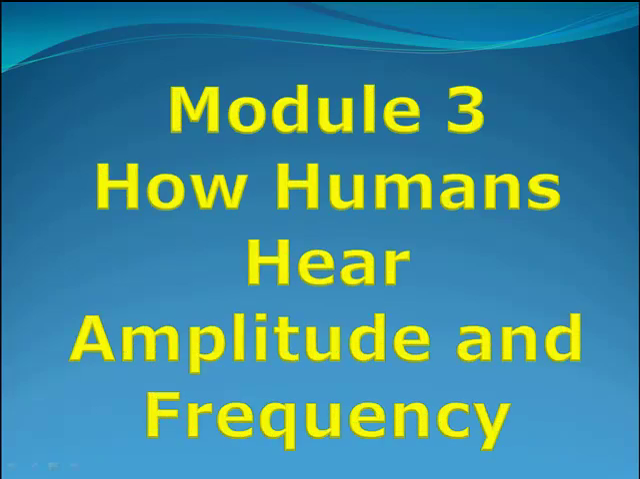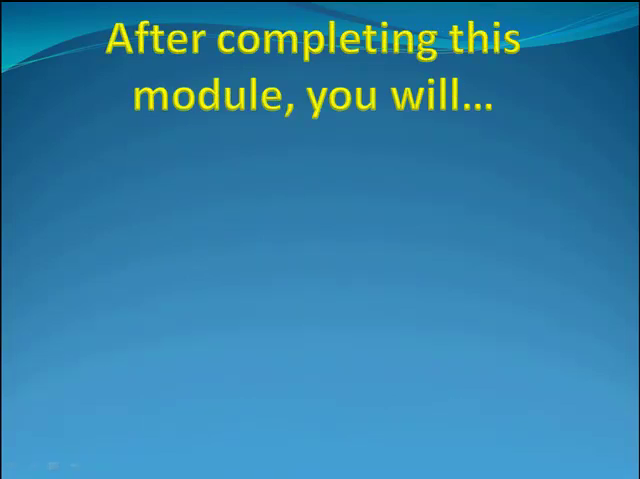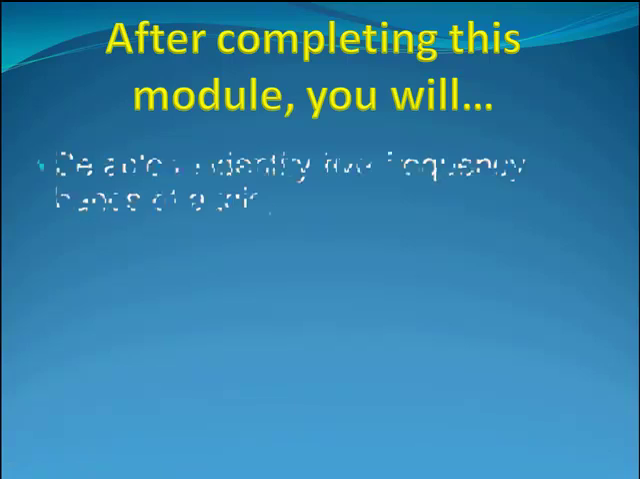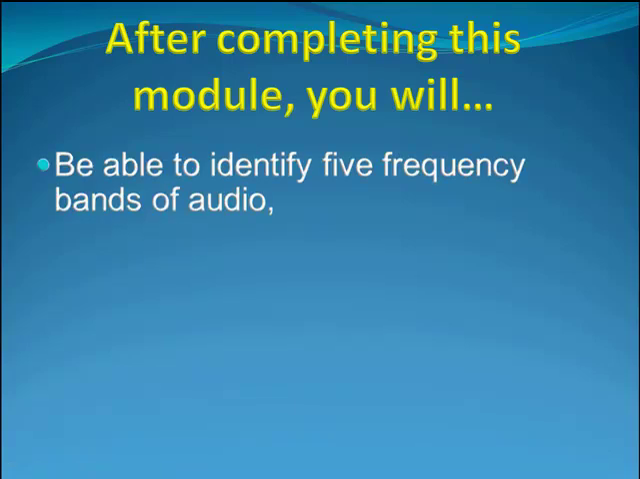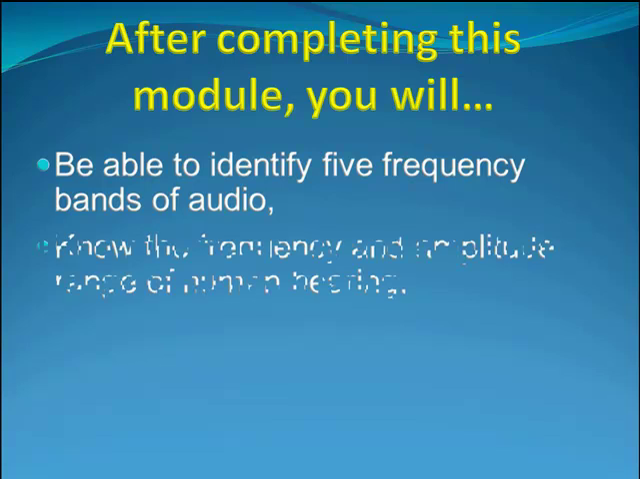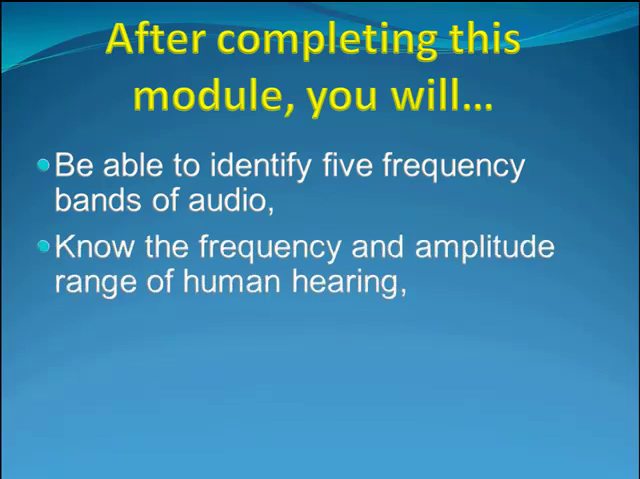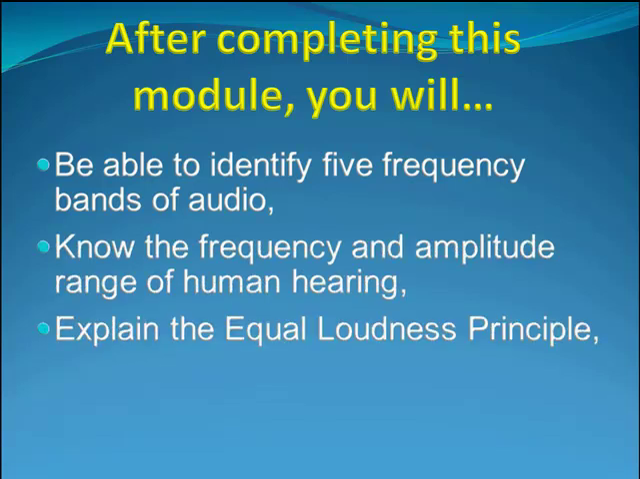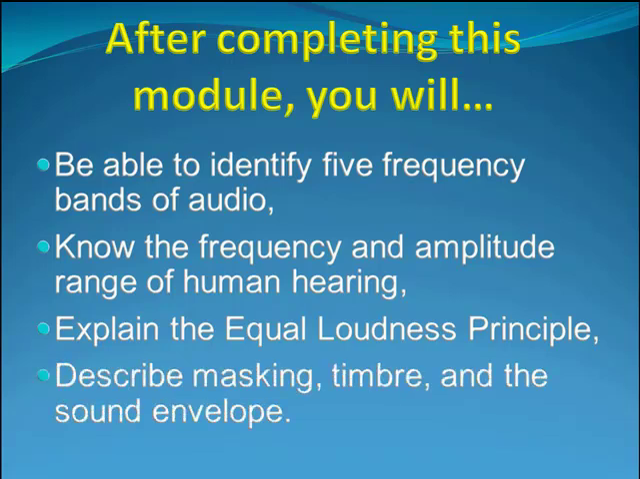Welcome to Module 3, How Humans Hear Amplitude and Frequency. After completing this module, you will be able to identify 5 frequency bands of audio, know the frequency and amplitude range of human hearing, and explain the equal loudness principle. We'll also investigate masking, timbre, and the sound envelope.